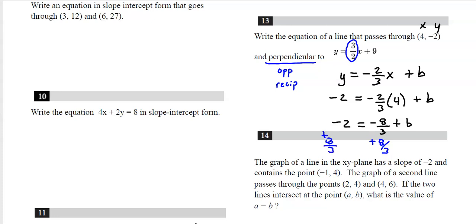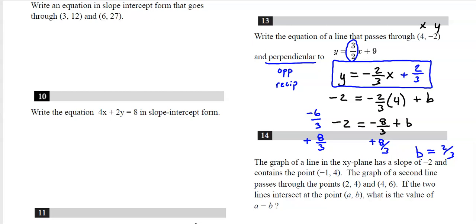I don't know why I drew it like that. That looks kind of goofy. But I'm going to add 8/3. But I can't add -2 and 8/3. I need to write this in thirds. So if I do -2 times 3, that's -6/3. So -6/3 and a positive 8/3. Looks like b is going to equal 2/3. So I go back to here, put plus 2/3 in there. And there we go. Life is good.